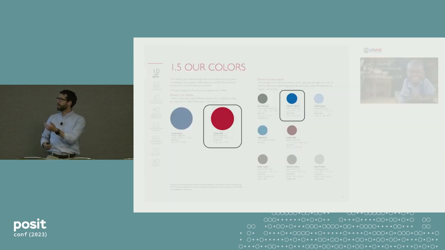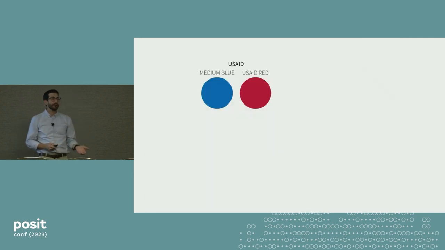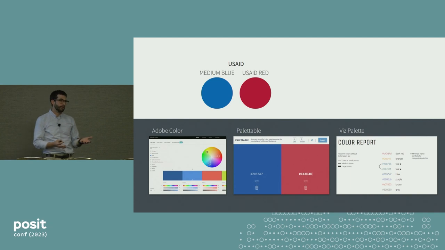So we use this as a starting place to work from, and we picked two of the USAID branded colors. And from there, we used free software, Adobe Color, Palatable, and Viz Palette to play with the hue and saturation of those two colors, to then adjust them, do additional adjustments, and then make sure that there was enough contrast going on.